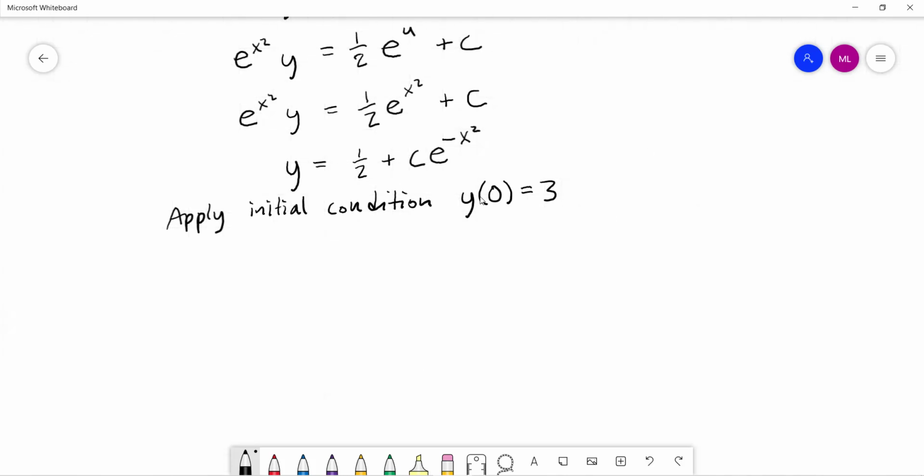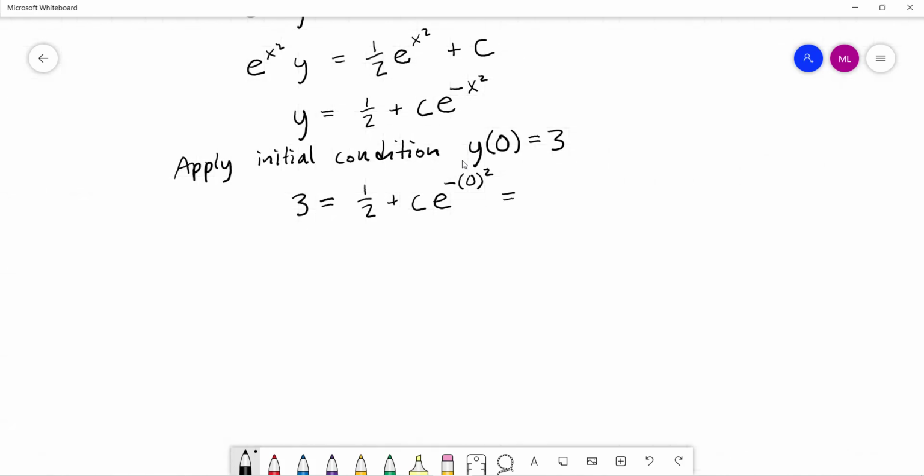So what it's telling me is when I plug in x equals 0, it should spit out y equals 3. So when we plug that in, y will be 3, and that will be equal to 1/2 plus c e to the negative 0 squared. So I plugged in 0 for x, 3 for y, and this is what we get. What is e to the negative 0 squared? So negative 0 squared is still 0. E to the 0 is going to be 1. So this whole thing is just equivalent to 1/2 plus c.